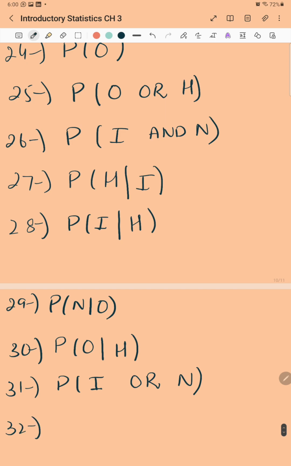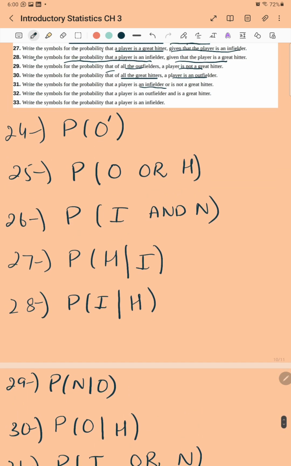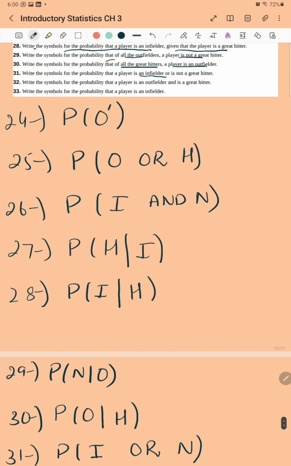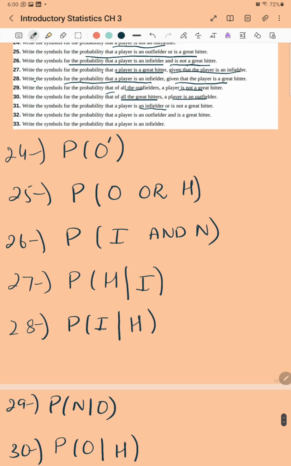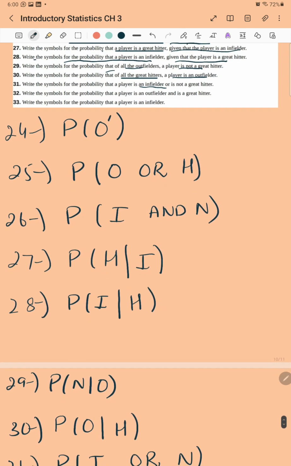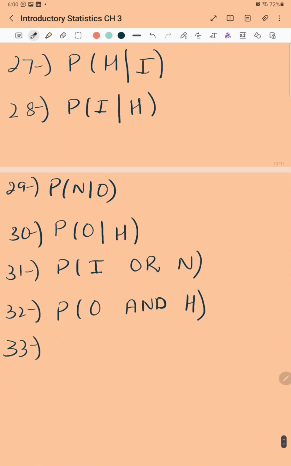32, write a symbol for the probability that a player is an outfielder and a great hitter. Great hitter के लिए H use कर रहे हैं हम. Write the symbol for the probability that a player is an infielder. So infielder के लिए simply I आ जाएगा.